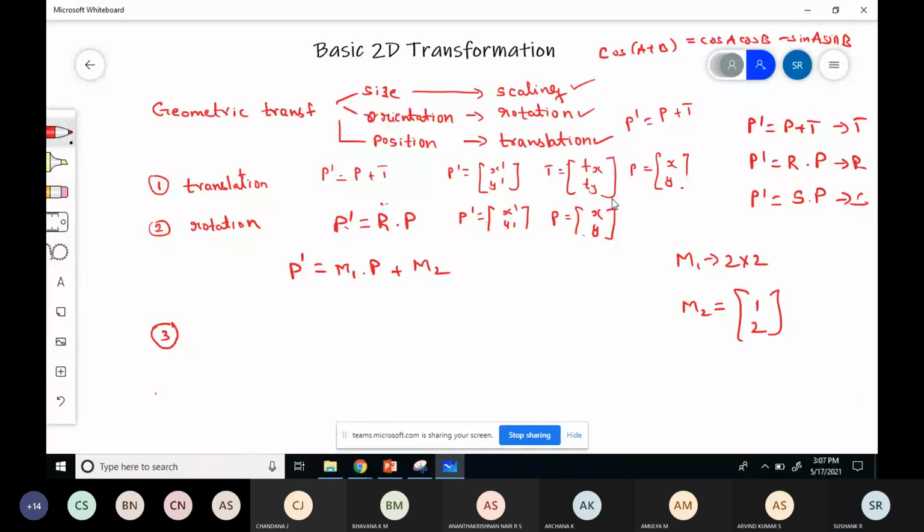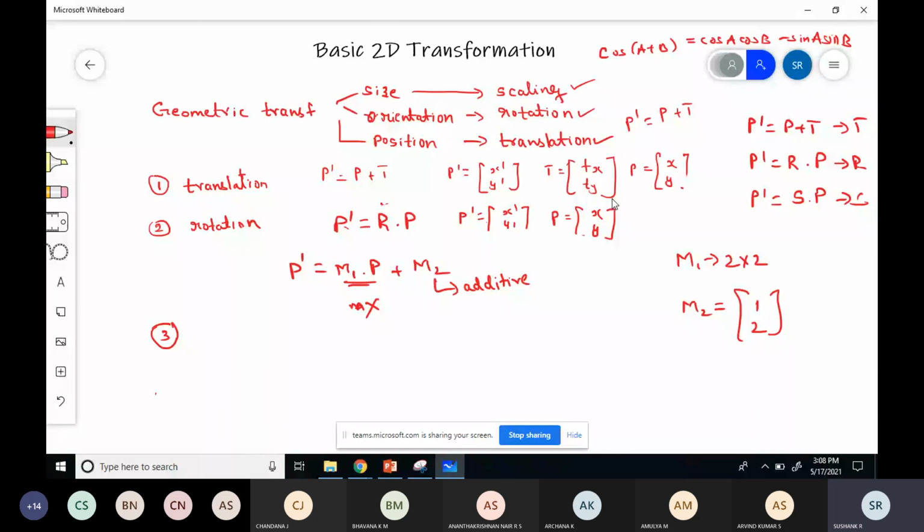Here M1 is a multiplicative matrix or multiplicative factor, and M2 is an additive factor. M2 can be used for addition, and M1 is used for multiplication. P dash is the new coordinate positions, and P is the given coordinate positions. So from the equation we know that M1 is a multiplicative factor, M2 is an additive factor.